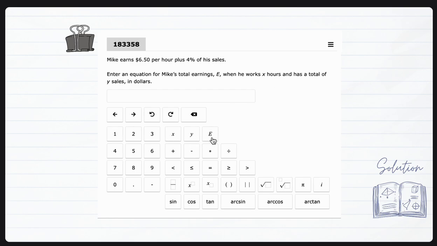So we're going to type out our answer now. We're going to do big E, because that represents total earnings, equals $6.50 per hour, so X, plus 4%, which is 0.04 of his sales, which is the letter Y. And that's all we have to do. Then we'll enter our answer. Just remember, double check that you've typed your answer in correctly, and then you can go ahead and submit.